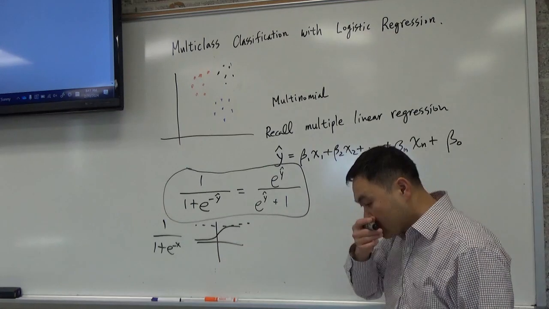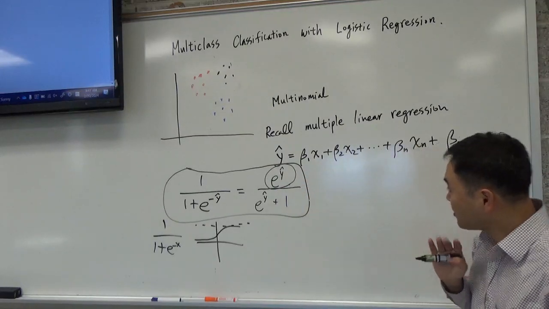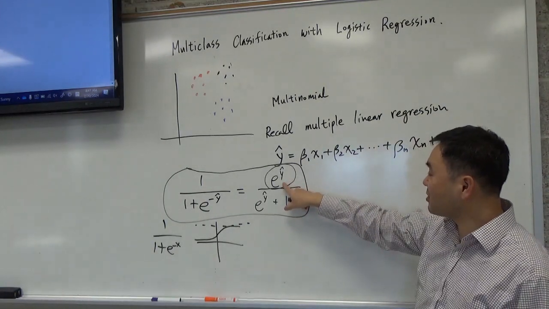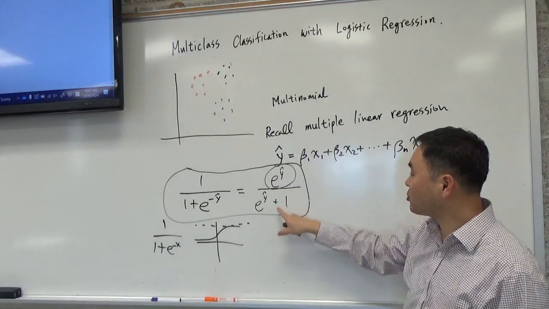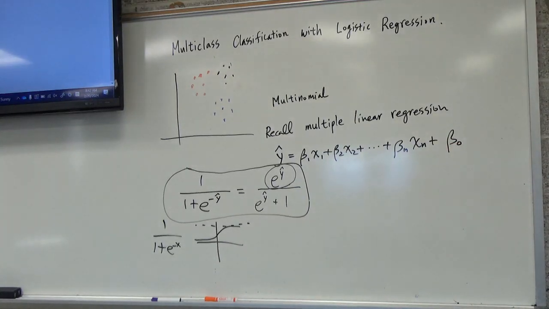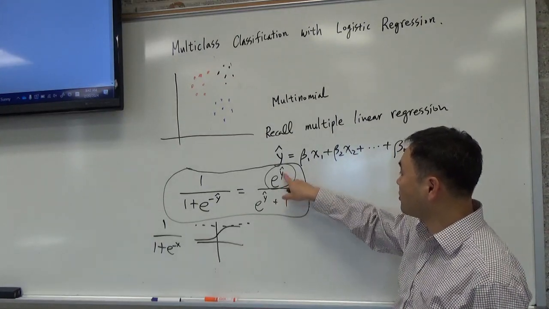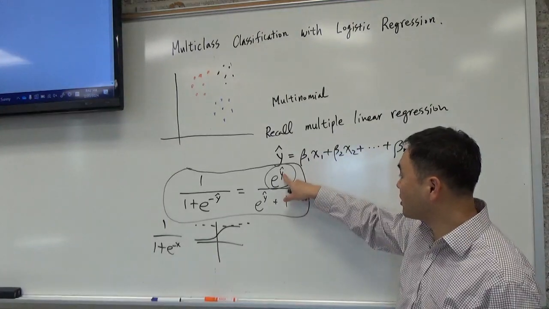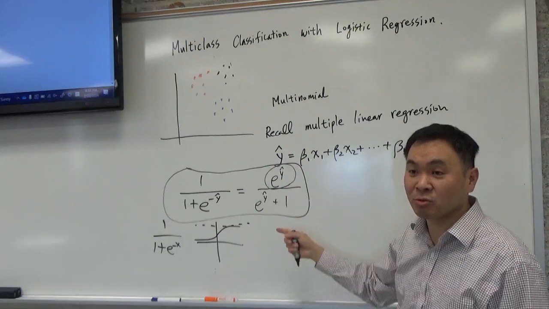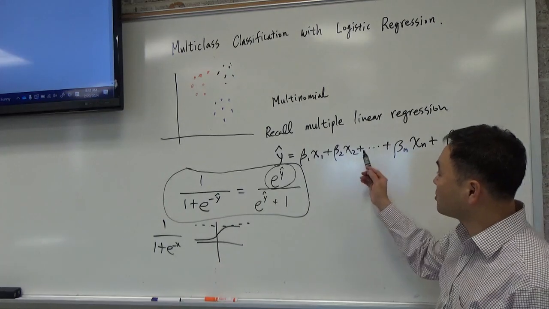You can view this the following way. You're exponentiating the output, and then you're normalizing it so that it has a value between 0 and 1. This is the property that if y hat is a really large value, then this gets close to 1. If y hat is negative infinity, this gets close to 0. That's how this formula turns this into a probability.